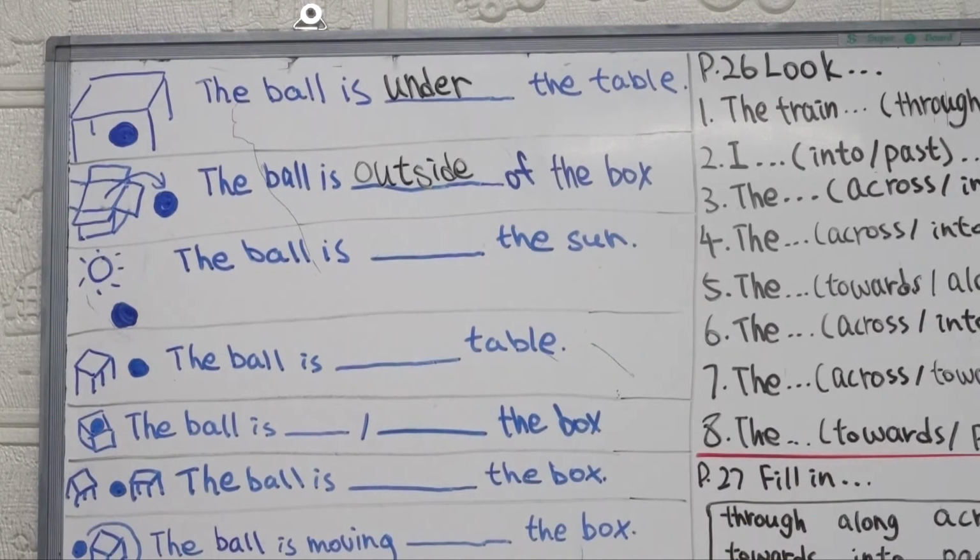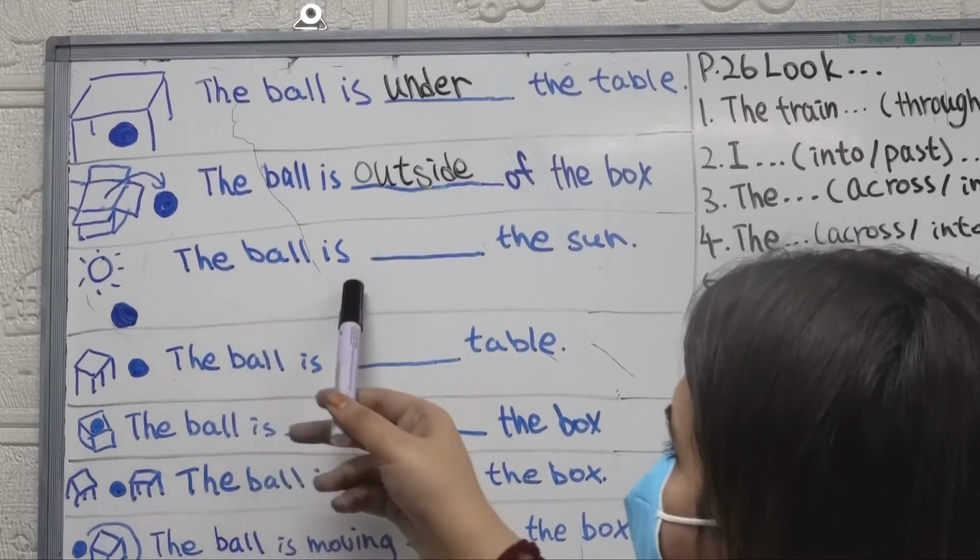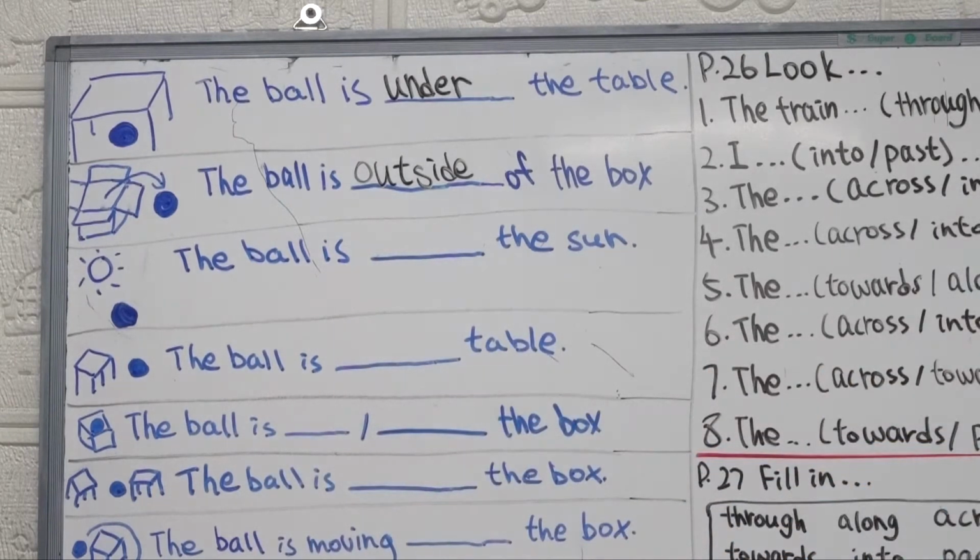Please don't look at your book, okay? Next one. The ball is what? The sun. Is the ball under the sun? The sun is very hot. We can't be under it, right? So basically we can be. Remember, what is another word that we can use for under?